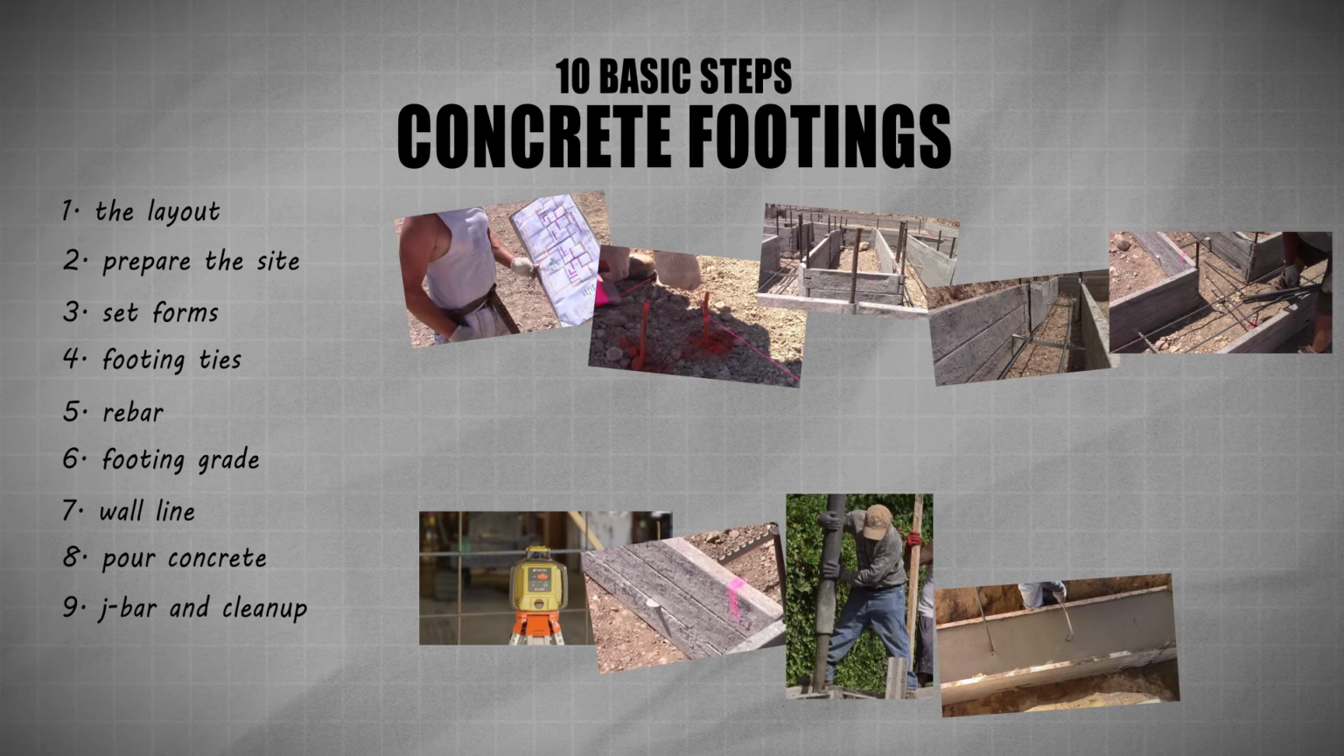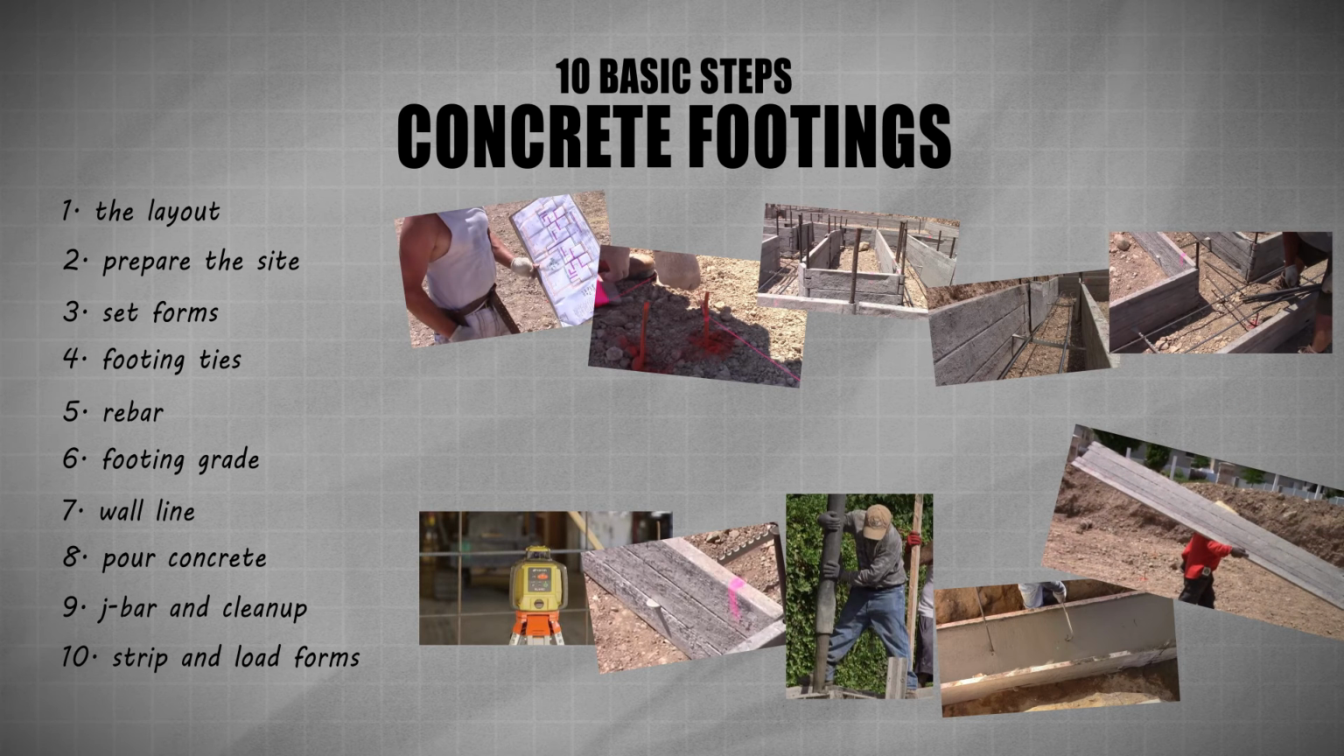Ninth, mark the wall line, wet set J-bar, and clean up the worksite. Be sure to clear any concrete that may have oozed out from the bottom of the forms. Finally, after the concrete has set, remove the stakes and forms for return to SCW. Be sure to double check to ensure you don't leave anything behind on site.